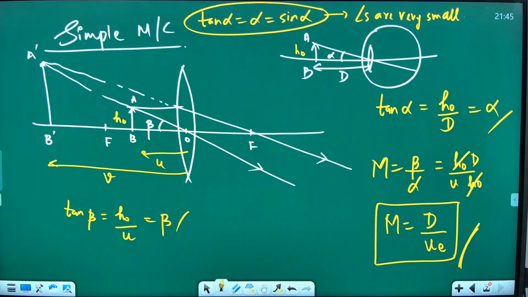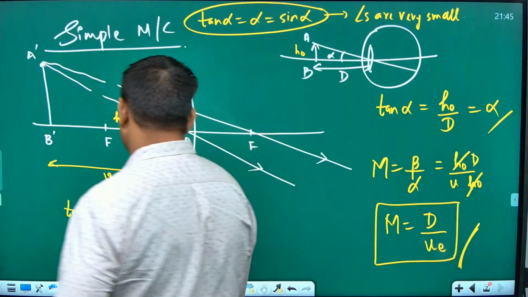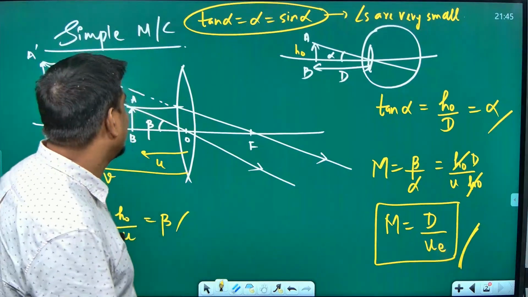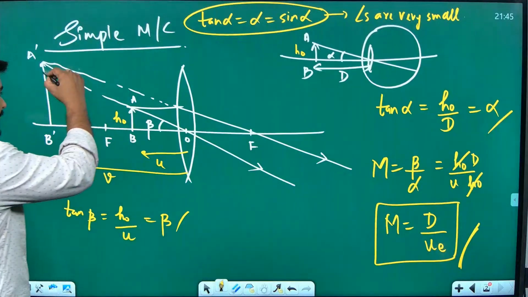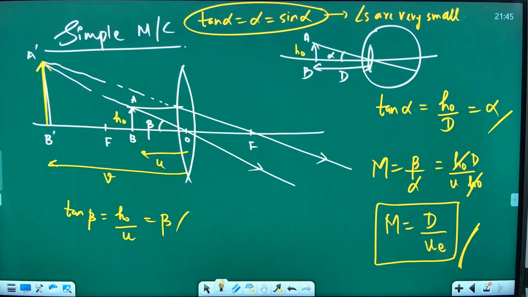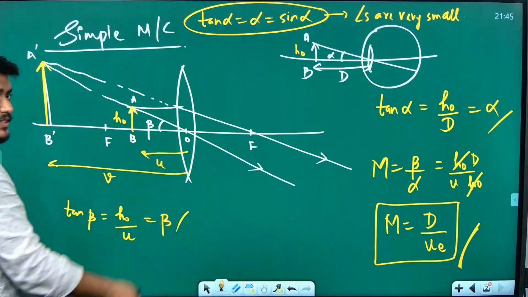Sir, I have a doubt. Ask me, tell me. For tan beta, isn't it supposed to be A dash B dash by B dash O? Yes, you can write that. Yes, I understand. Because you will say that this is the final image. You told that angle is subtended by the final image, but here you are taking the angle subtended by the object itself, isn't it? That's what the doubt is.